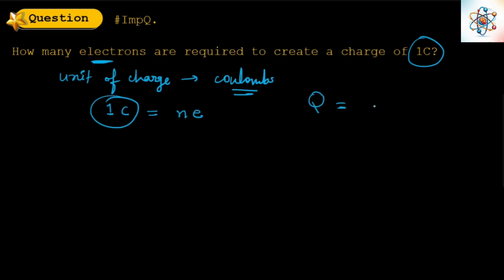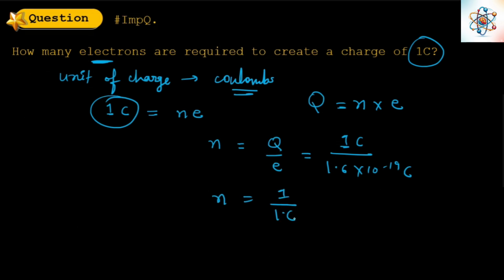The total charge is 1 coulomb. It is equal to the number of electrons times the charge of an electron. In order to find how many electrons are required, we simply multiply the number of electrons into the charge of an electron. So the number of electrons is equal to Q by e. Q is 1 coulomb and the charge of an electron is 1.6 into 10 to the power minus 19 coulomb. So the number of electrons comes out as 1 by 1.6 into 10 to the power minus 19. This goes in the numerator and becomes positive.